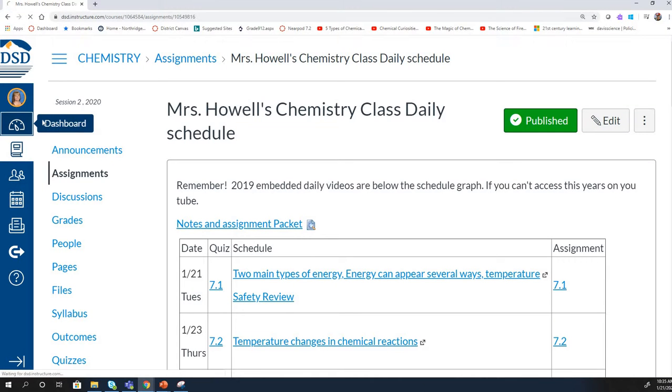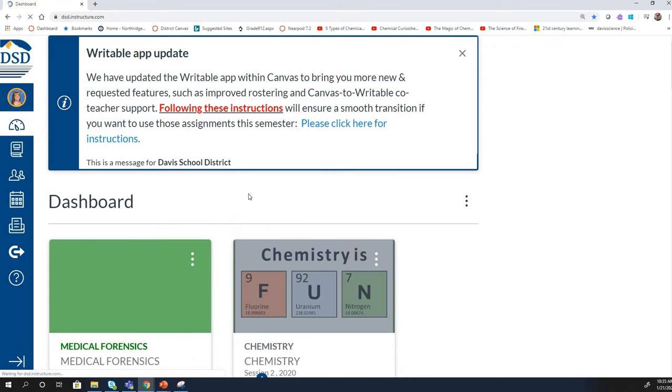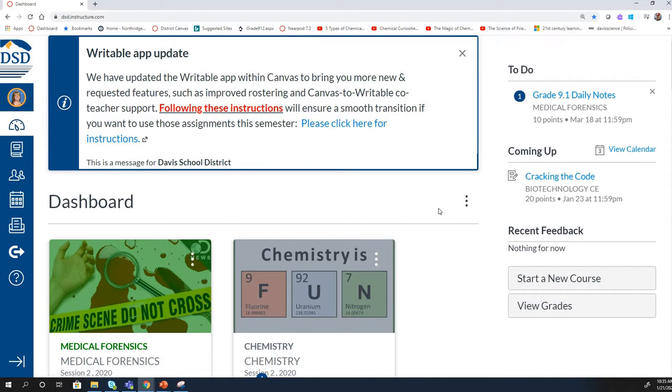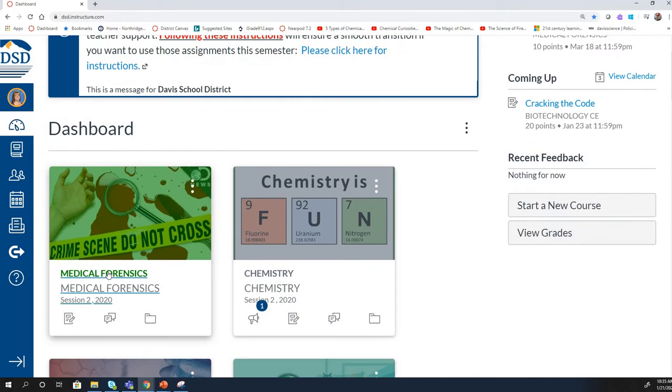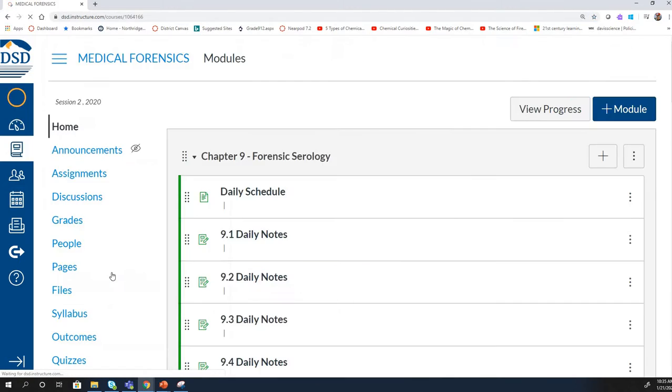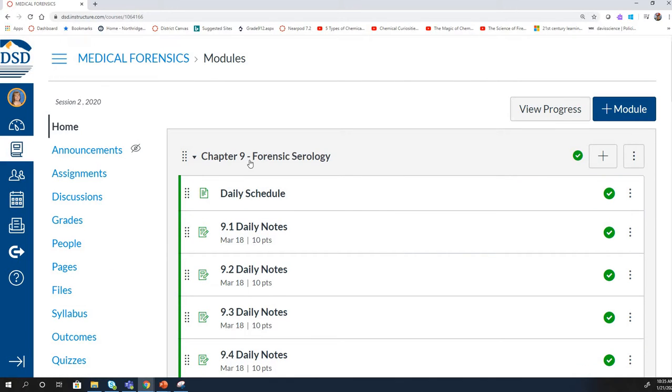Okay, so if you go to your computer, to your Canvas, this is what this semester's medical forensics will look like. It's a crime scene, do not cross, with the blood splatter. And if you click on that and come into it, you'll see Chapter 9, Forensic Serology.